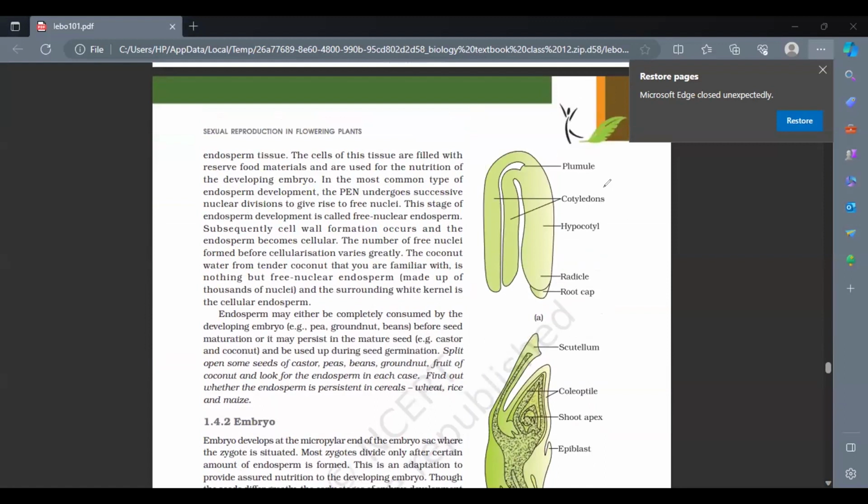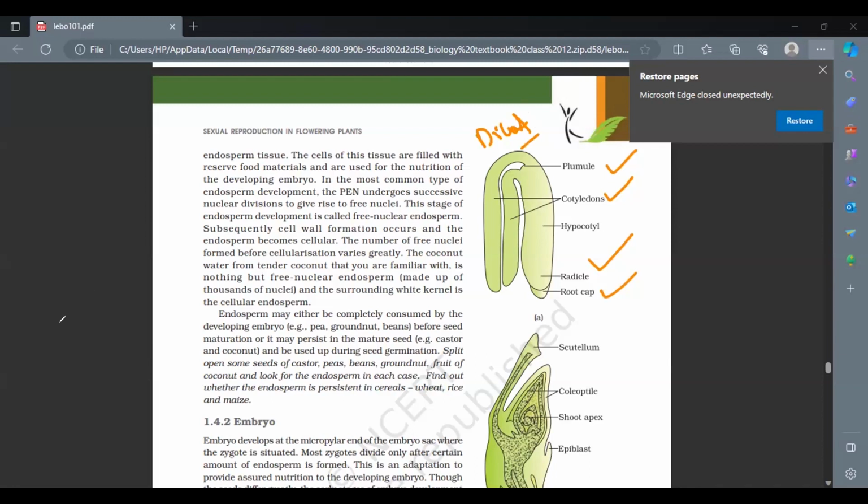You have two cotyledons present over here. You have the radicle and you have the plumule. The radicle is going to later on form the root, so it is going to have the root cap with it, okay? So this is the structure of a dicot embryo, right? Of a dicot plant, where you can very clearly see two cotyledons, okay?